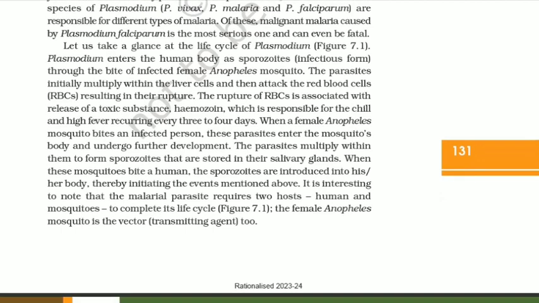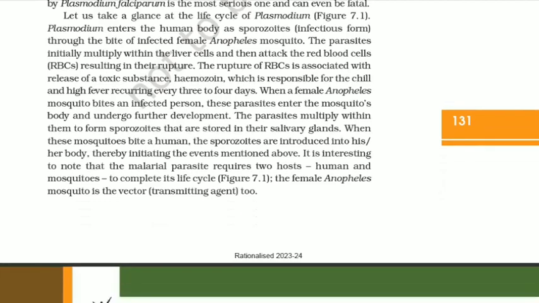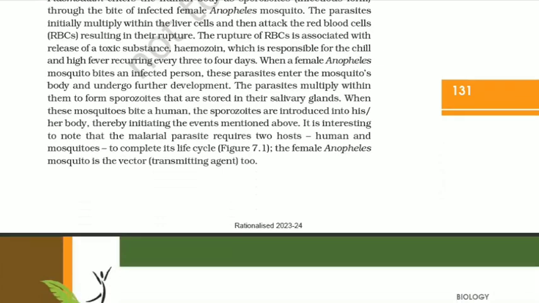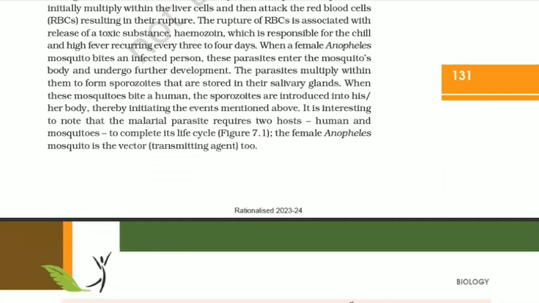Let us take a glance at the life cycle of Plasmodium. It is shown in figure 7.1. Plasmodium enters the human body as sporozoites, that is the infectious form, through the bite of an infected female Anopheles mosquito. The parasites initially multiply within the liver cells and then attack the red blood cells, resulting in their rupture. The rupture of RBC is associated with the release of a toxic substance, hemozoin, which is responsible for the chill and high fever recurring every 3 to 4 days.